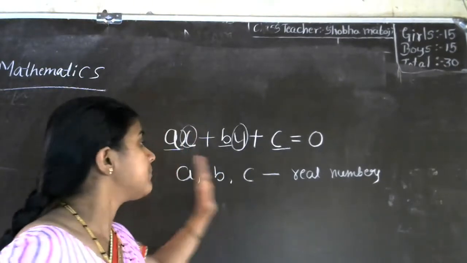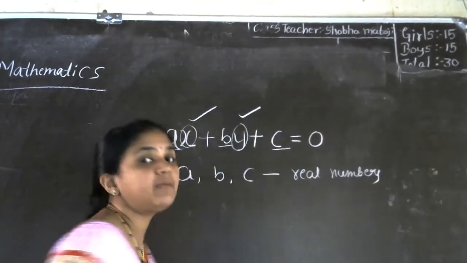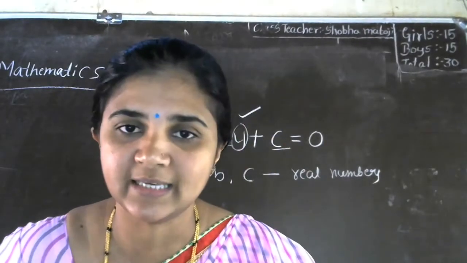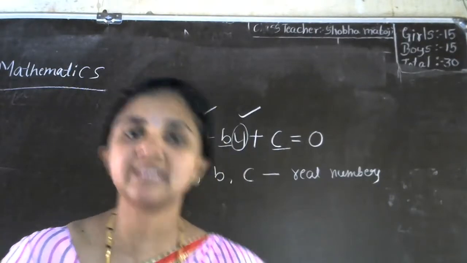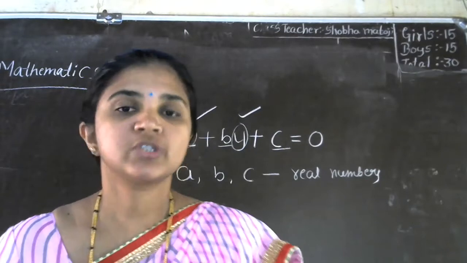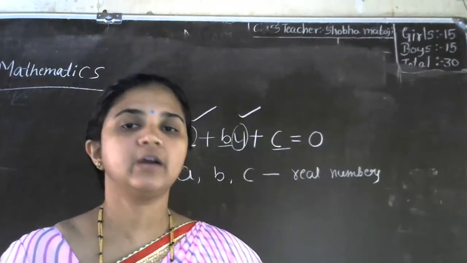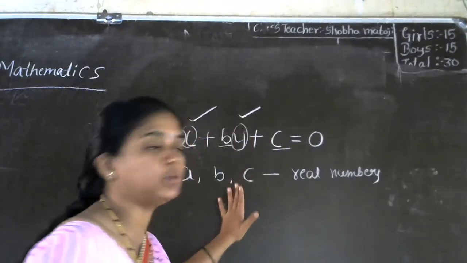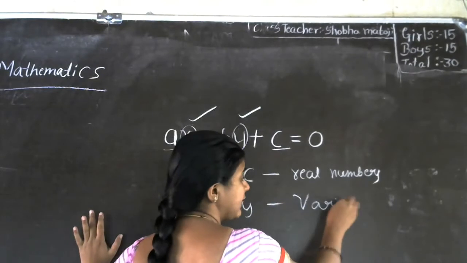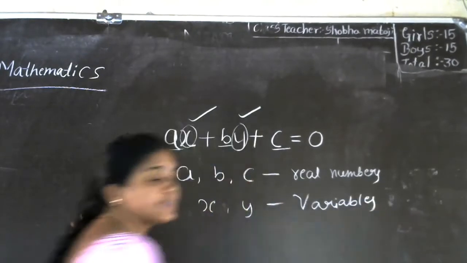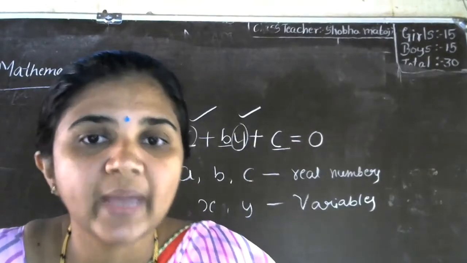Okay, a, b, c are real numbers. Here you are observing x and y because we are taking two variables here. That's why x and y are the variables. Variables in the sense which we can vary. So substituting 1, 2, 3, 4, whatever value we need, we can substitute. x and y are variables. This is the general form of the linear equations in two variables.